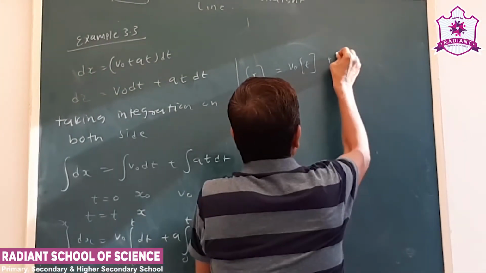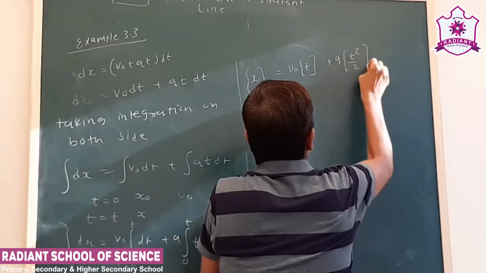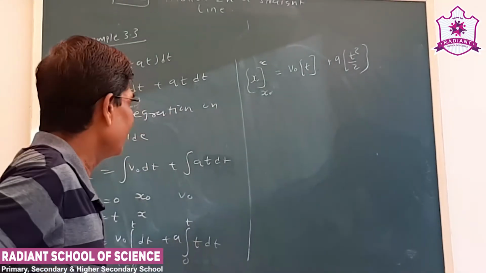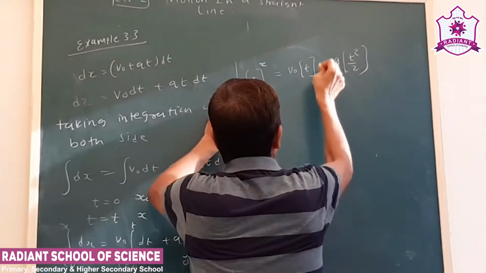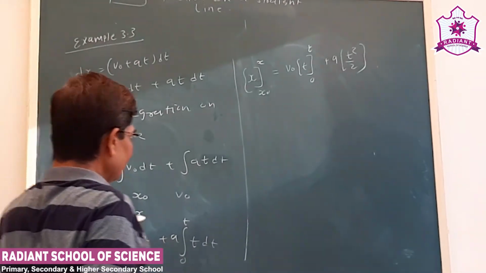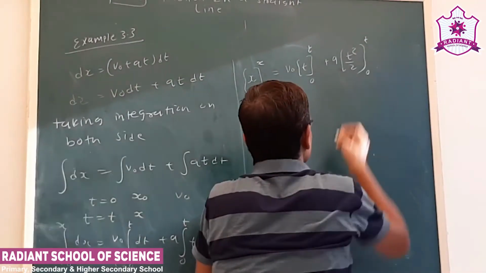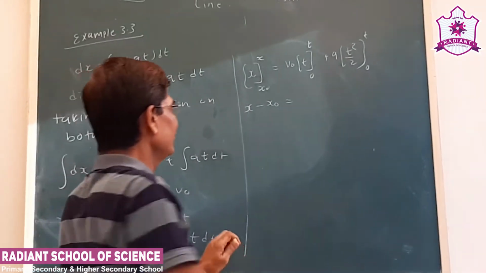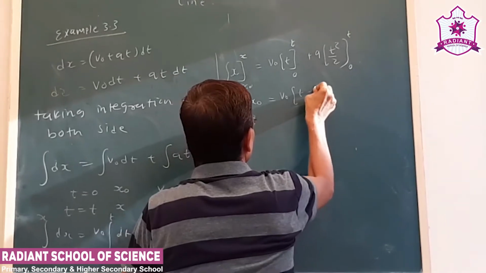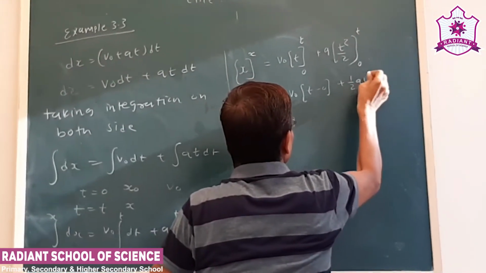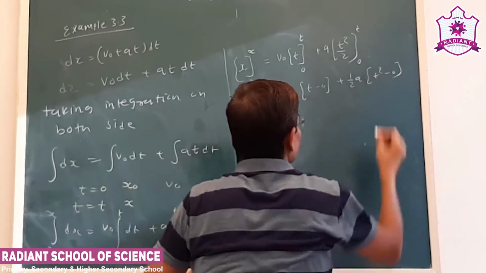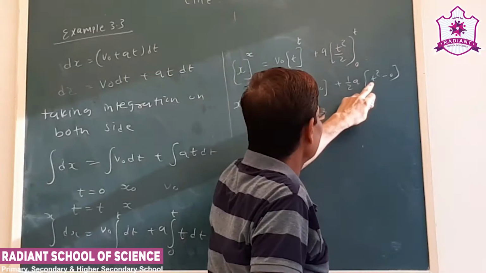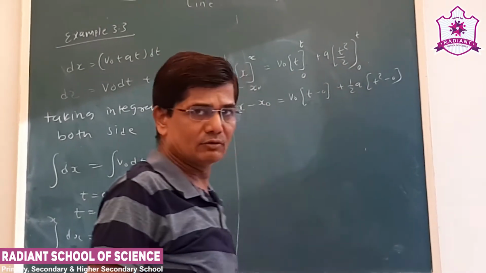So now we substitute the limit x0 to x. x0 is the lower limit and x is the final limit. See, integration here is from 0 to t, and here also it is 0. Now final position minus initial position, v0 t minus 0, 1 by 2. Okay, now see, 1 by 2 we have taken common, t is the upper limit and 0 is the lower limit, so we have to write like this.